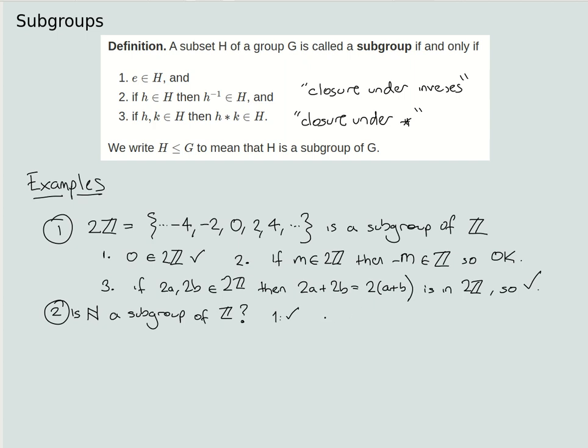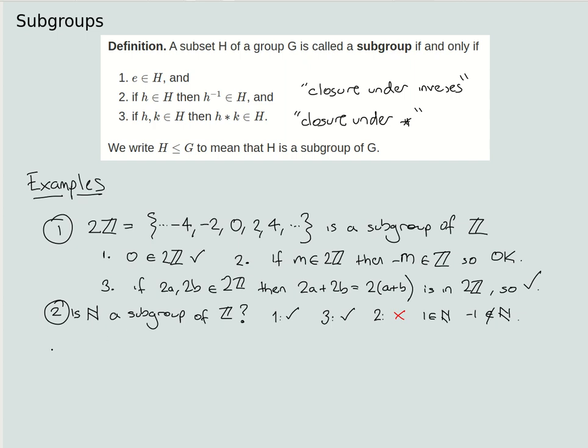Condition 3 is fine as well. If you add two natural numbers, you get another natural number. So condition 3 is fine. But condition 2, that does not pass because, for example, 1 is in N, but its inverse, minus 1, is not in N. Okay, it doesn't pass condition 2, so it is not a subgroup.